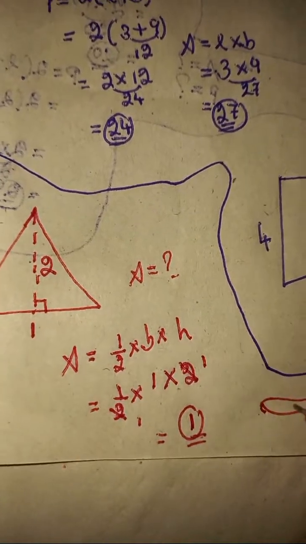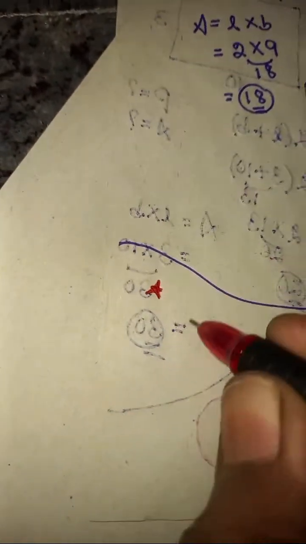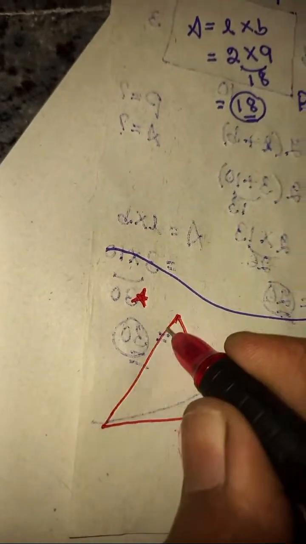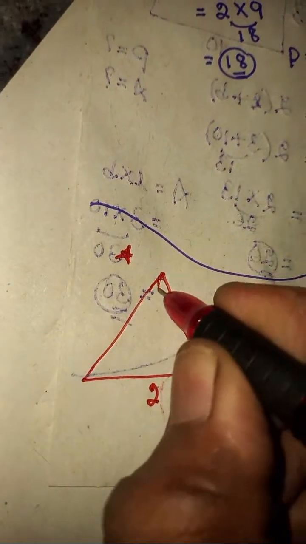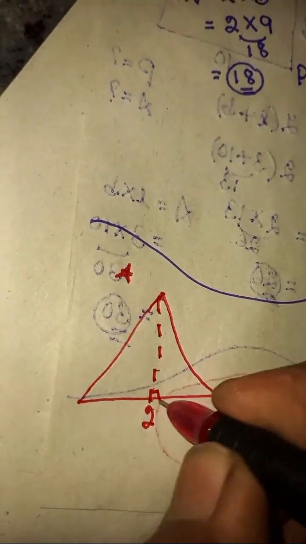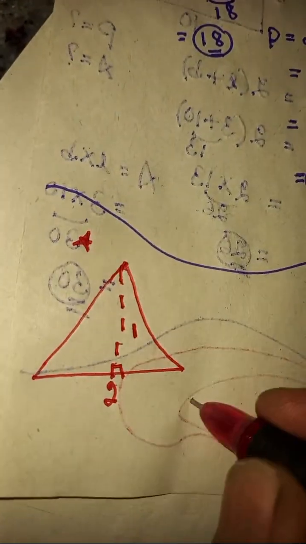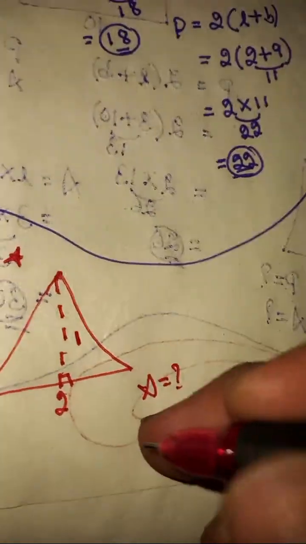And I start to do another problem. In this triangle they have given that the base length is 2 units and the perpendicular height is 1 unit. Here also find out what's the area.